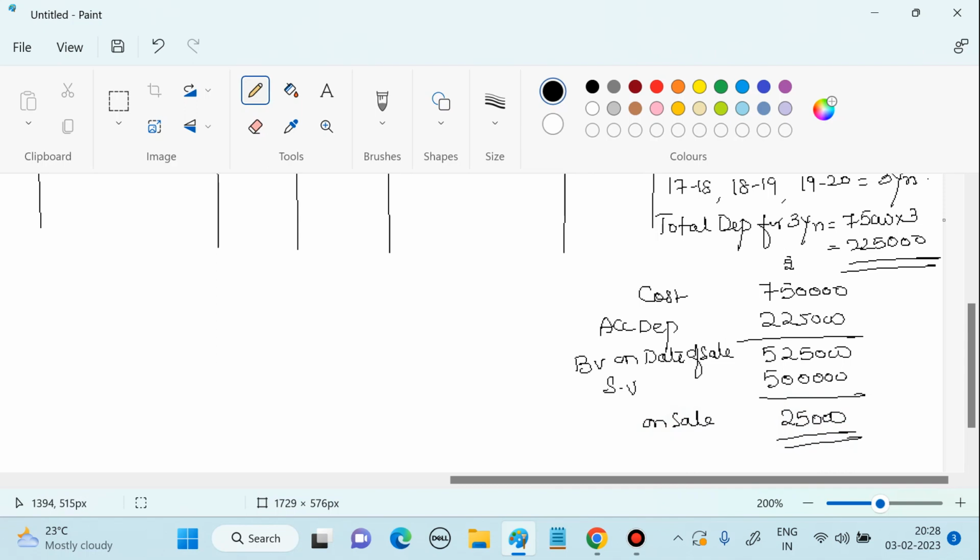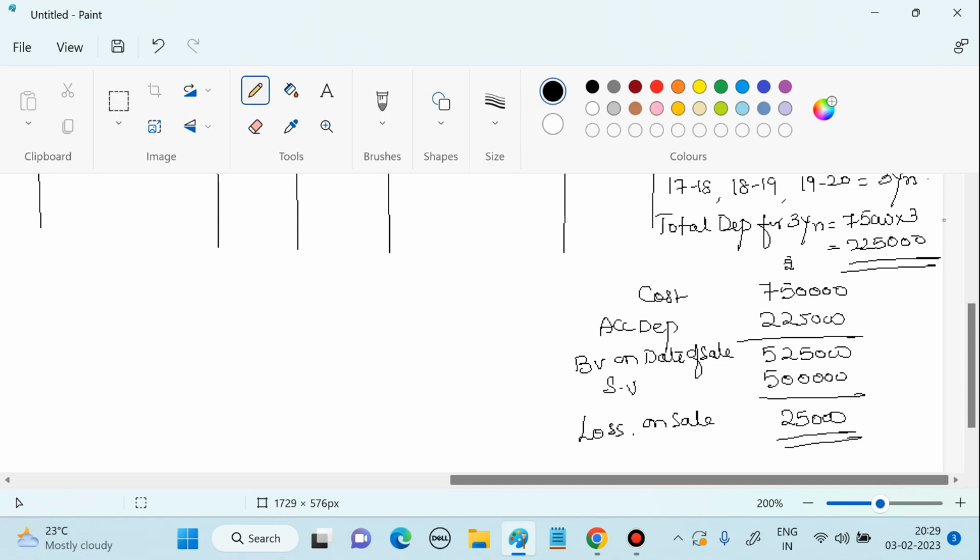Gain or loss on sale? Profit. Wait. Something worth 5,25,000, if you sell for 5 lakh, it's a loss on sale. If the sale value is more, then that is a gain. Okay? Clear? Yes, ma'am.